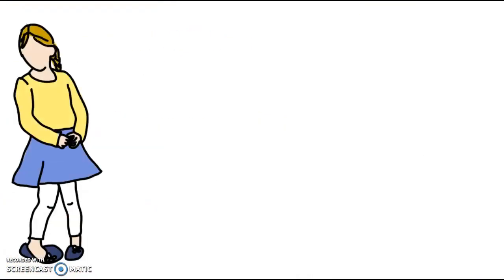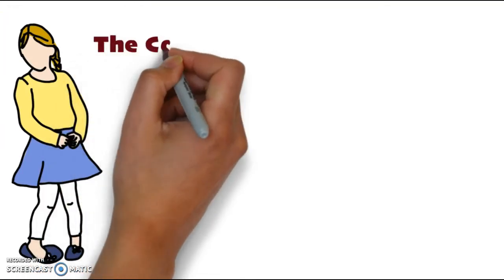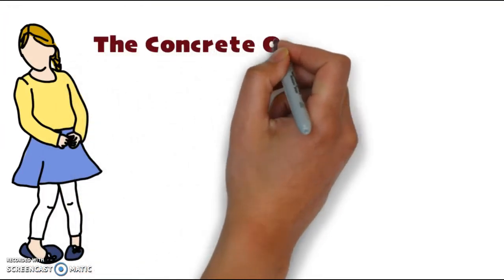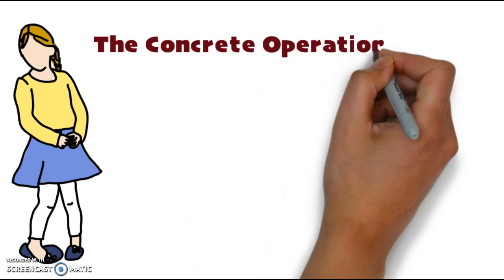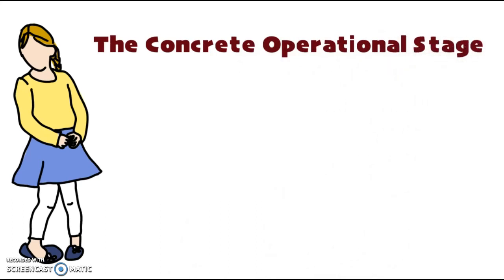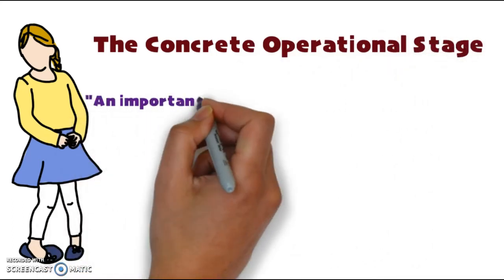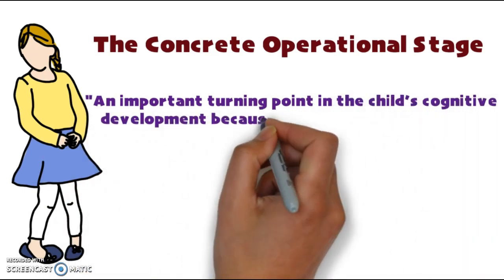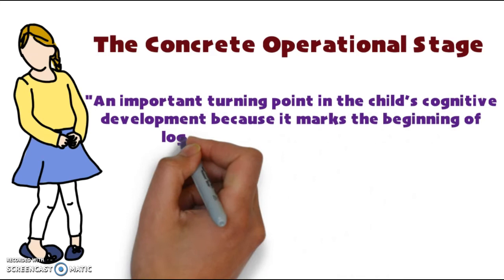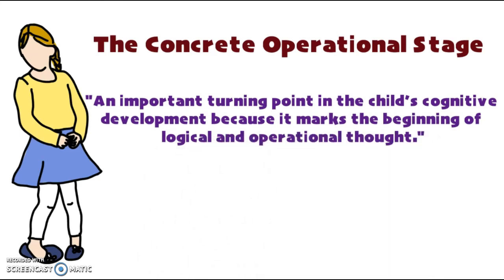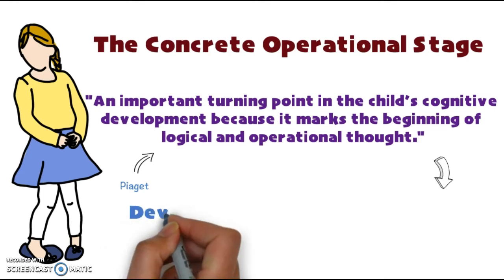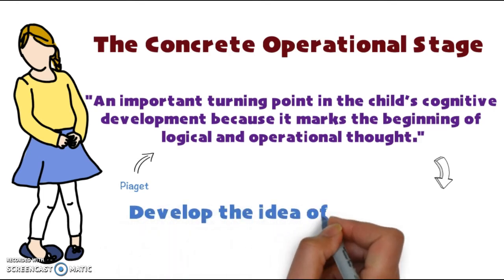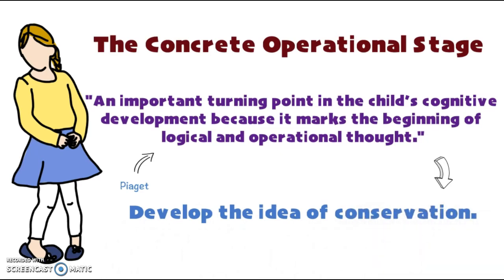Let's move on to the next stage, the concrete operational stage, which occurs from 7 to 12 years old, and is the third stage in the theory. According to Jean Piaget, 1967, the concrete operational stage is an important turning point in the child's cognitive development because it marks the beginning of logical and operational thought. This is also the stage when children learn the idea of conservation.